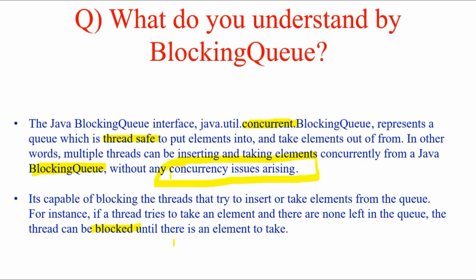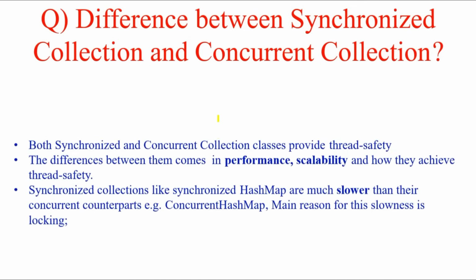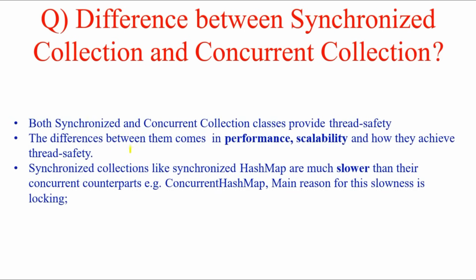So that is why we have this blocking queue, and blocking queue is very important because it is concurrent or thread safe in nature. So that was all about the blocking queue. Now, what is the difference between synchronous collection and concurrent collection? This is very important and a very favorite question of interviewers. And you will for sure say both are thread safe. Then what is the real difference in it?